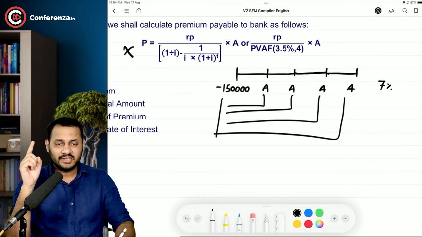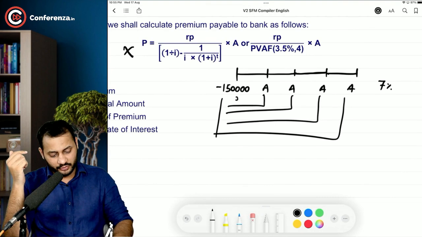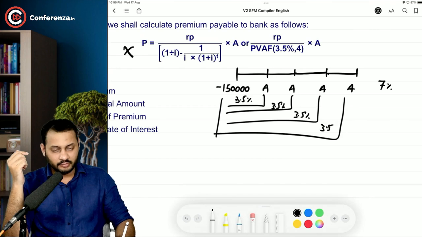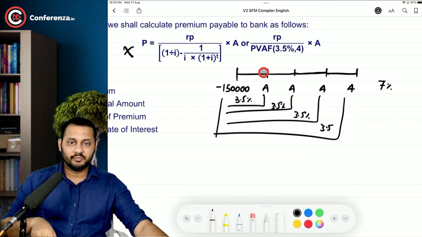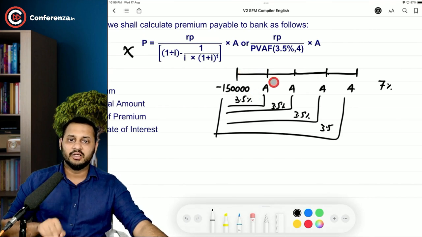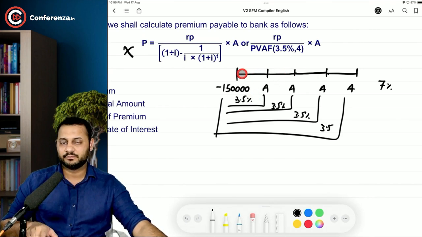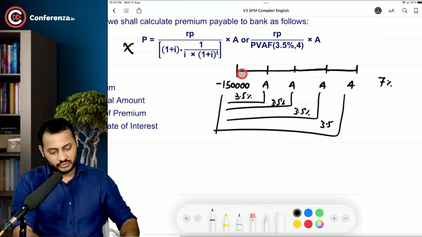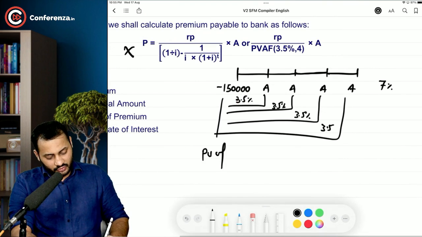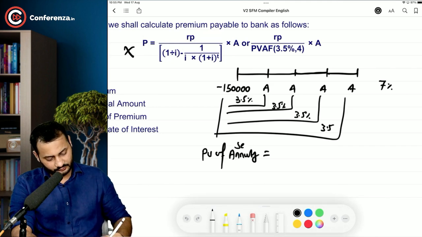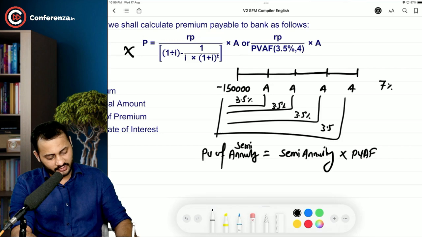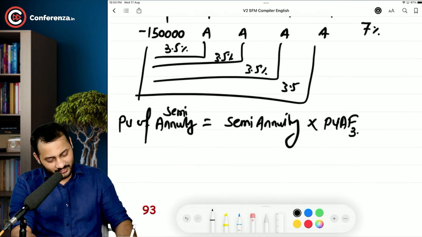And please understand, all these are half year periods. So what are you going to do? 3.5% will be your discounting rate, my friend, because you are discounting by half a year. See, from this to this, only 6 months are there, and from this to this, 6 months and 6 months. So this is how you are going to calculate. Present value of the semi-annuity is equal to the semi-annuity multiplied by the present value semi-annuity factor at 3.5%.